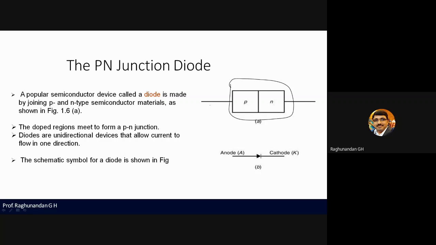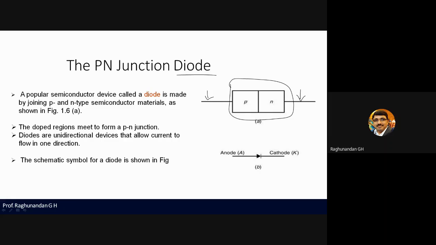To this, we are going to add some metallic threads or copper threads. These are the two threads. So when you add these two threads, then it becomes a diode. Why we add these threads is to make it easier to connect it to the components.